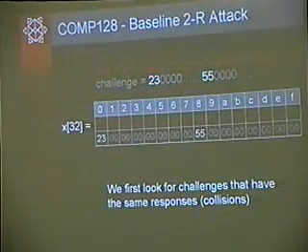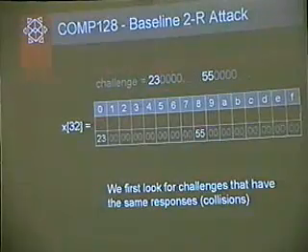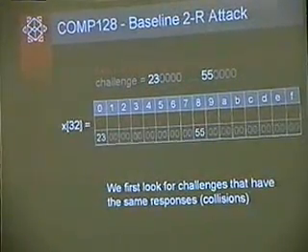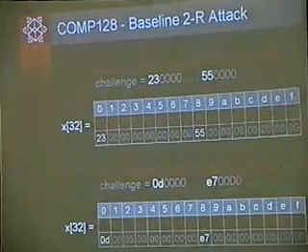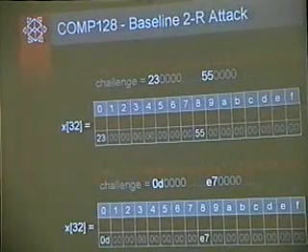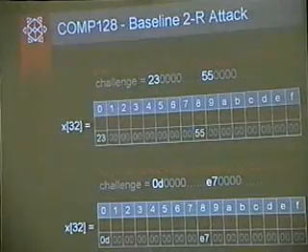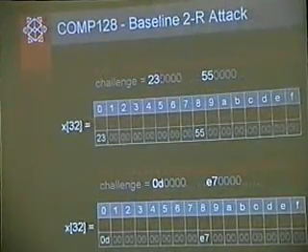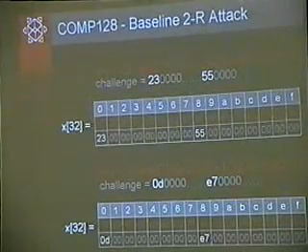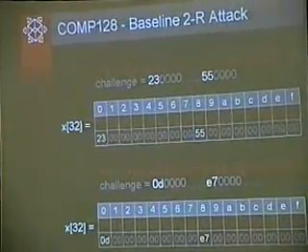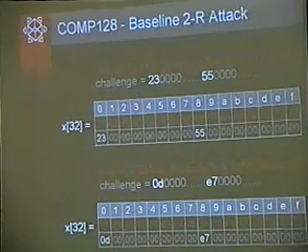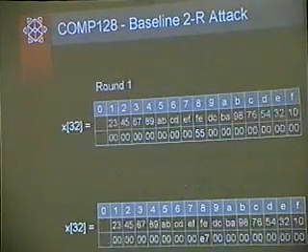So how this baseline attack works is, if we look for different challenges that end up giving us the same response, and just drill it down in the algorithm. In this example, I'm using this key, which is 1, 2, 3, 4, 5, 6, 7, 8, 9, and so on. And if you look at a challenge where it's 23, a bunch of zeros, and then 5, 5, a bunch of zeros, and 0D, a bunch of zeros, and E7, a bunch of zeros.